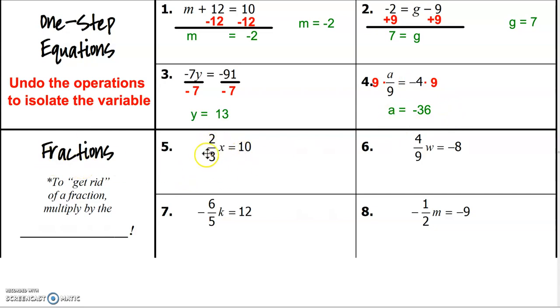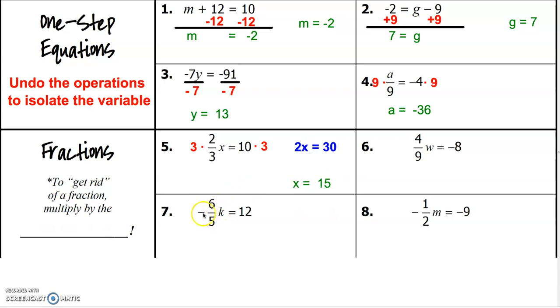Okay, to deal with fractions, what's really going on here is we're multiplying this x by 2 and dividing by 3. So there's really two operations here that we have to undo. So first we're going to multiply by 3 on both sides. What that leaves us with is 2x equal to 30. And then we would divide by 2. And when we divide by 2, we're then left with x equals 15.